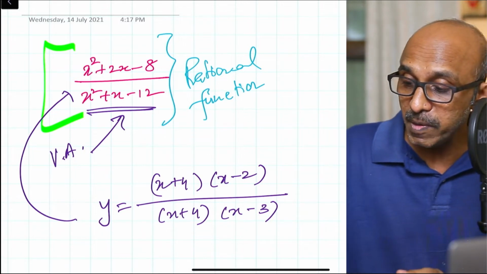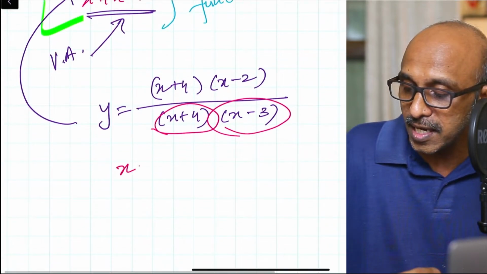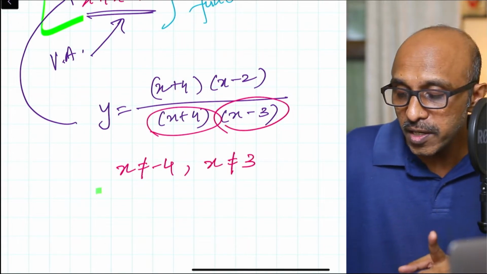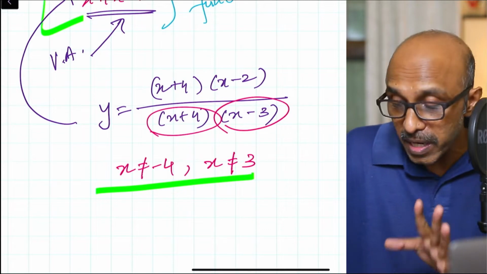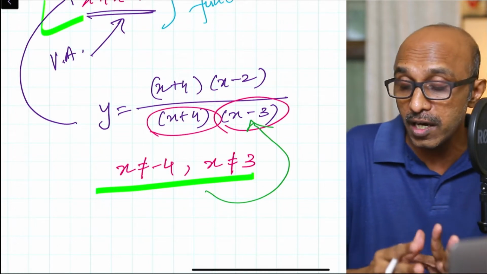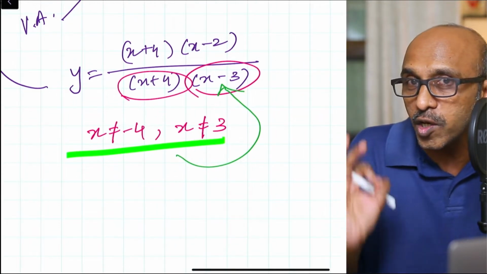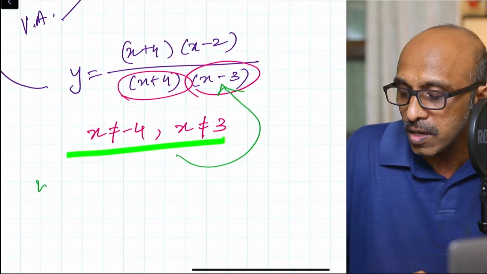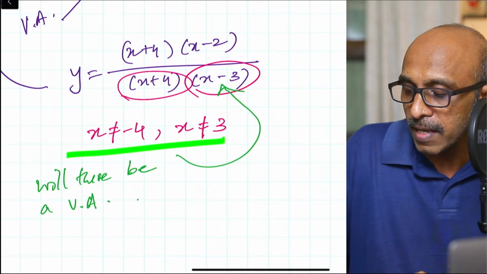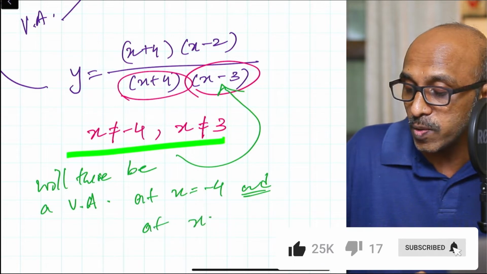Now, the first thing that people would notice is that the domain cannot include values such as x equal to negative 4 and x equal to 3, because for those values of x, the denominator will become 0. If you haven't yet seen my video on finding the domain algebraically, the link to that video will be somewhere up there. Please go and take a look at it. So for these two values of x, where the denominator becomes 0, will there be a vertical asymptote at x equals negative 4 and at x equals 3?